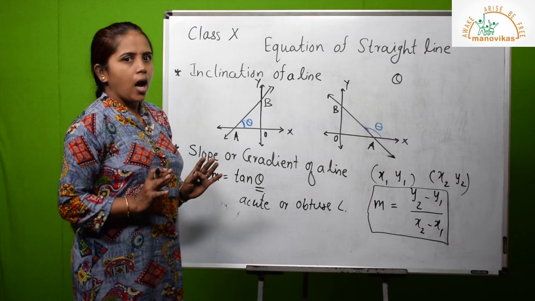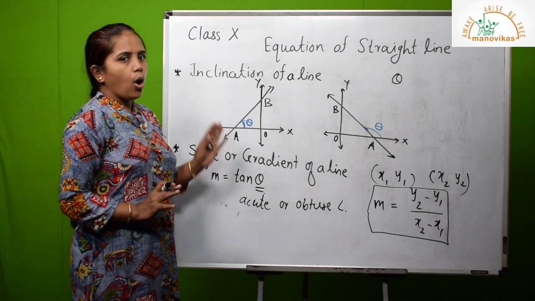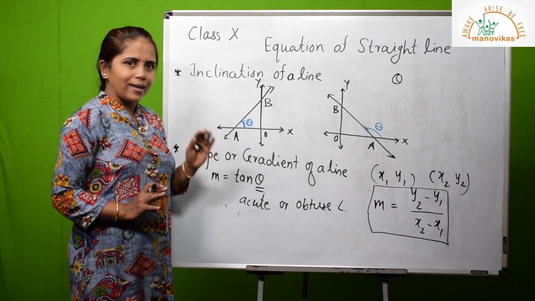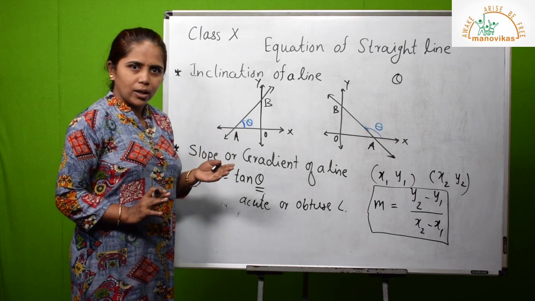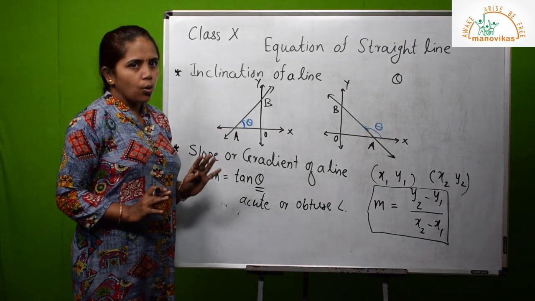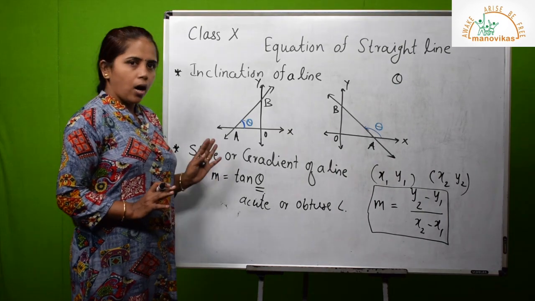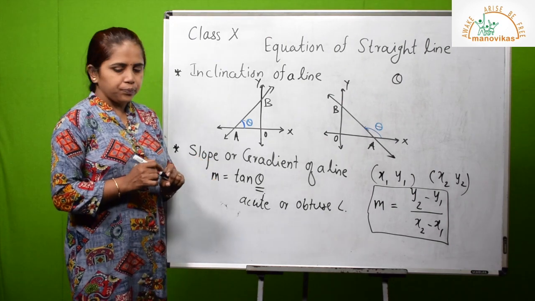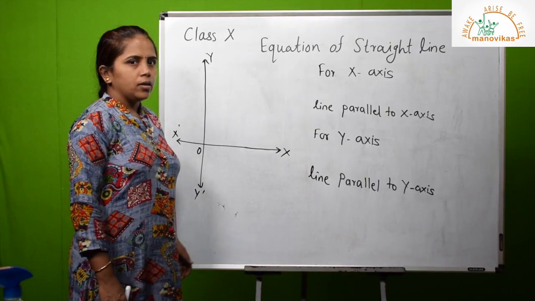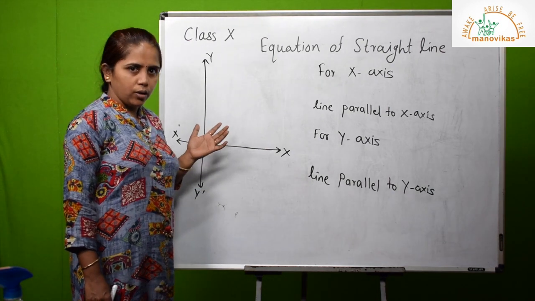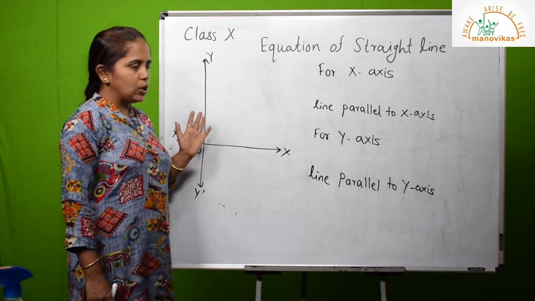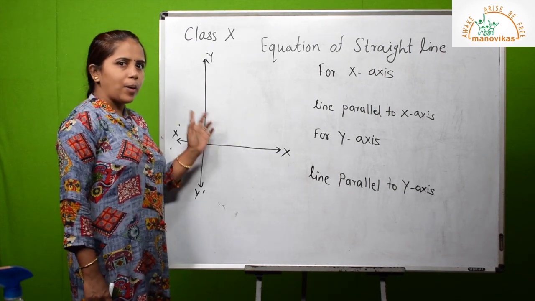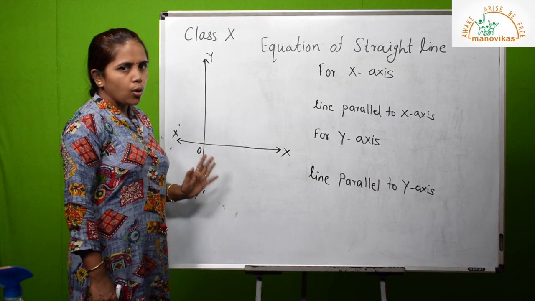Now we'll discuss how to get the slope value or inclination for the standard lines. That is our coordinate system, x-axis, y-axis, lines parallel to x-axis and lines parallel to y-axis. How to find the slope or gradient of those lines and the inclination of a line. Now we'll see what is the value of inclination or slope for the standard lines, that is x-axis, y-axis, line parallel to x-axis, line parallel to y-axis.